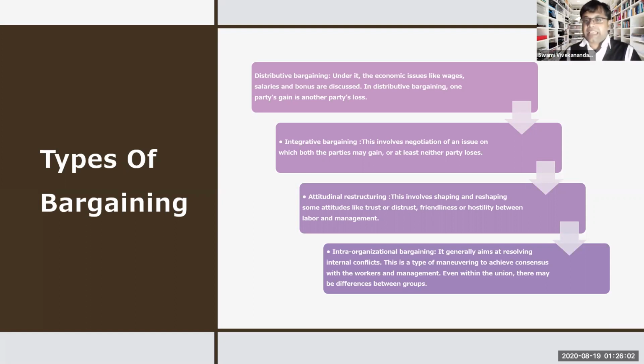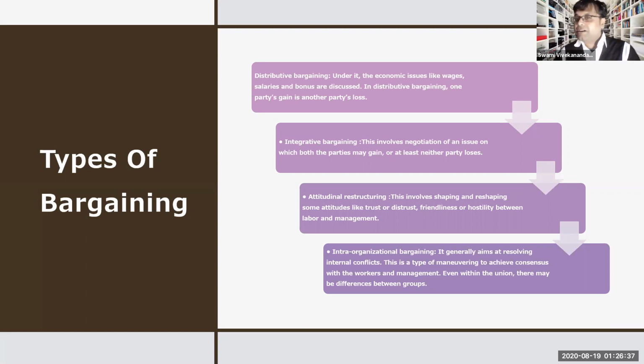So next one is intra-organizational bargaining. So what is that? It generally aims at resolving internal conflict. This type of process is to achieve consensus within the worker and the management. Even within the union, there may be differences between the groups. So there must not be any intra-organizational conflict or disparity in opinion. That's why all the parties should sit together and resolve it. So that is called intra-organizational bargaining.